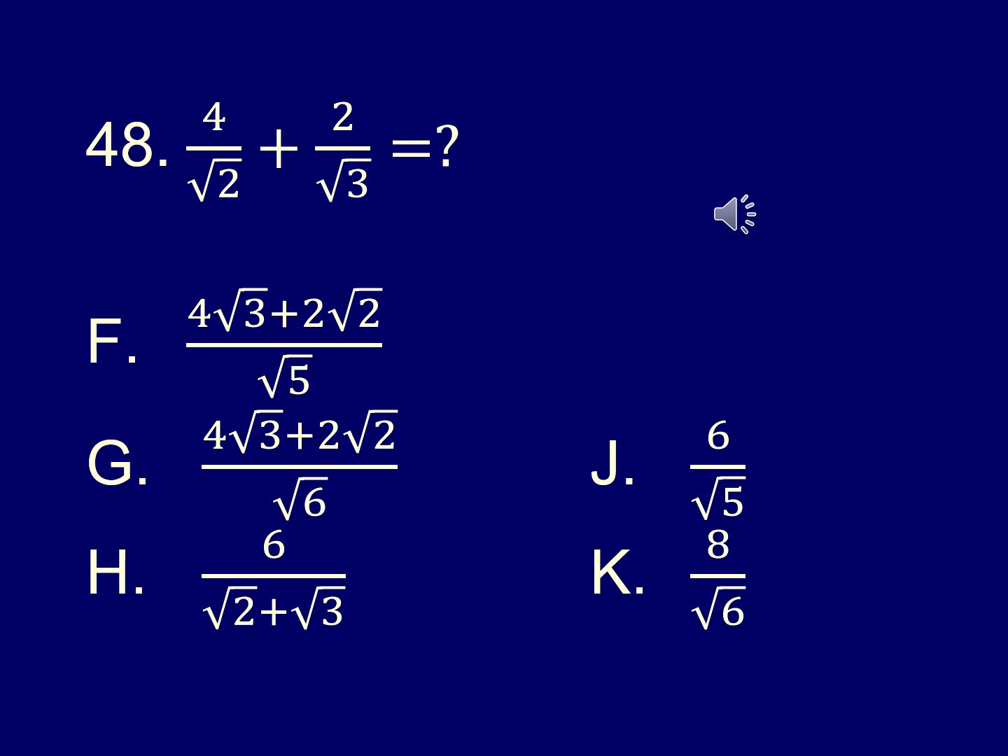Now, number 48 is a problem that a lot of people are just going to get scared away by because it's got square roots all over the place. We have 4 over the square root of 2 plus 2 over the square root of 3 equals what? And our possibilities are 4 square root of 3 plus 2 square root of 2 all over the square root of 5, 4 square root of 3 plus 2 square root of 2 all over the square root of 6. Then we've got 6 over square root of 2 plus square root of 3, 6 over the square root of 5, and finally 8 over the square root of 6.